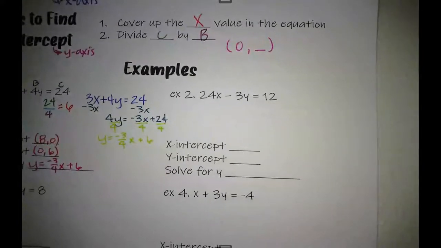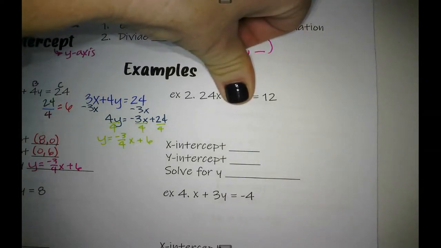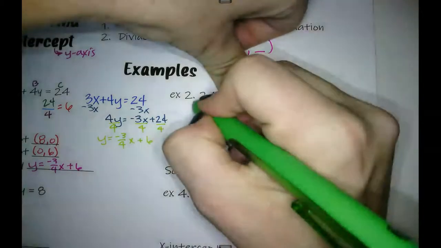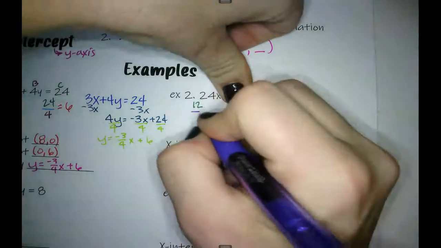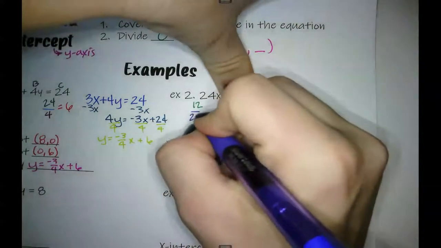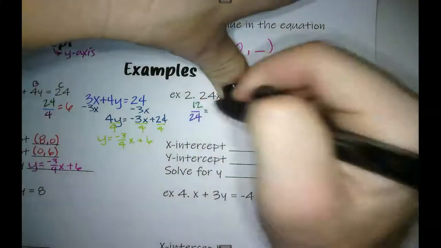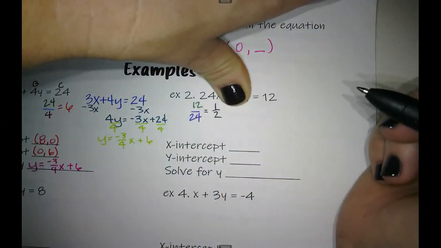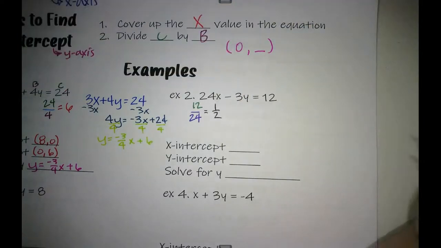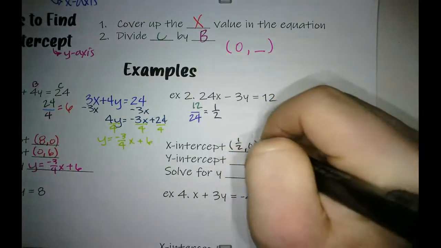So let me do one more example. I'm going to find the x-intercept first. So I'm going to cover up that y, and I'm going to take that c value over here, 12, and I'm going to divide it by my a value, 24. And that gives me 1/2. And so my x-intercept is at 1/2, 0.